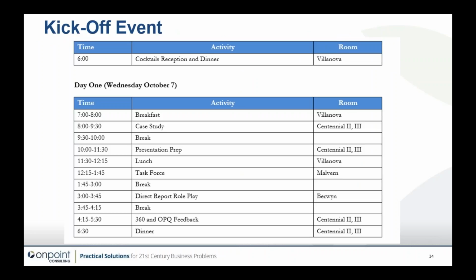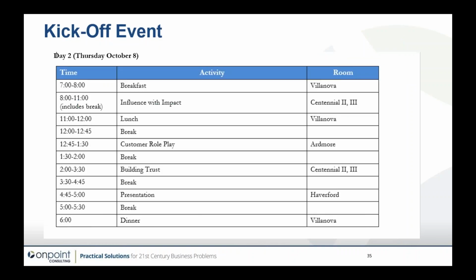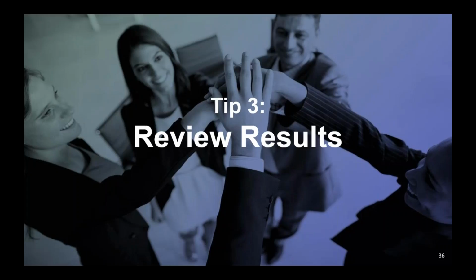This is what the session looked like. It's kind of a quick overview of the agenda. On the first day, you can see a series of events, and again, there were concurrent sessions where groups were going through these various activities simultaneously, and then in the second day, they went through the next series of activities as well, and at the end of the event, all the data was collected and put together in a final report for each individual and for the group overall.